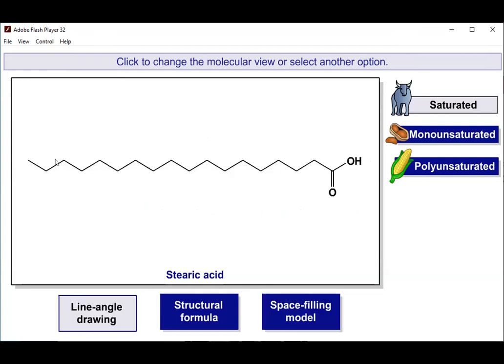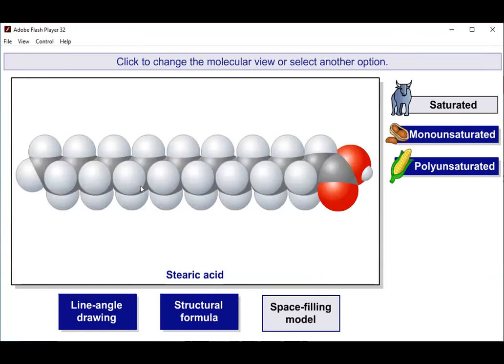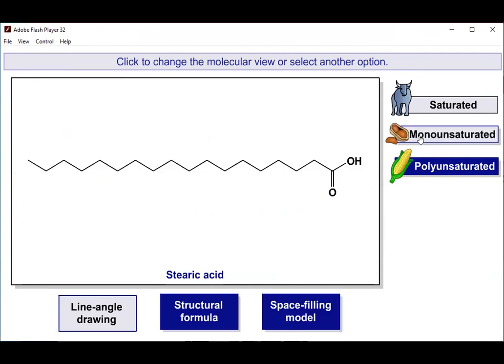Even though when you look at it like this line zigzag, once you fill in all those atoms, it's an overall straight structure and can stack up. Let's take a look at the monounsaturated fat.